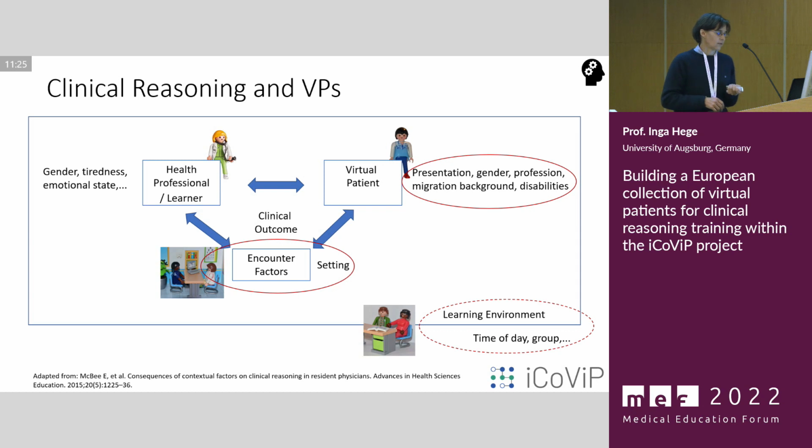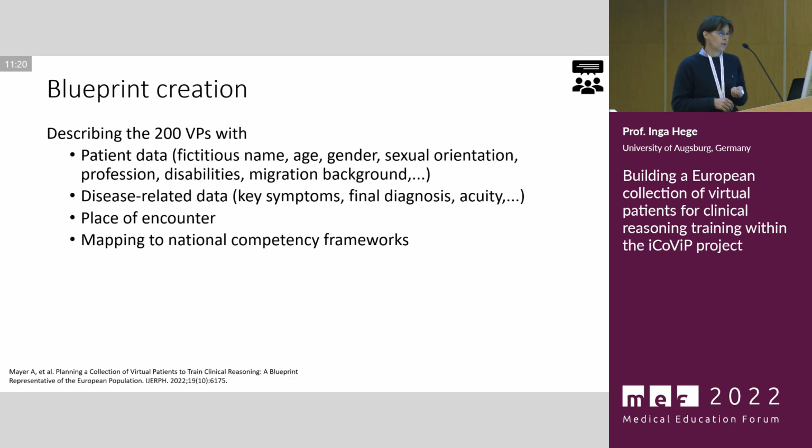So taking all these contextual factors into account, we started our project off with carefully designing our virtual patients. We started with describing all our patient data. So we decided about their names, the age, gender, sexual orientation, profession, disabilities, migration background. This was really the first step. We also decided about all the disease-related aspects: which are the key symptoms the patients come to the scenario with, what is the final diagnosis, and is it an acute or more chronic setting.